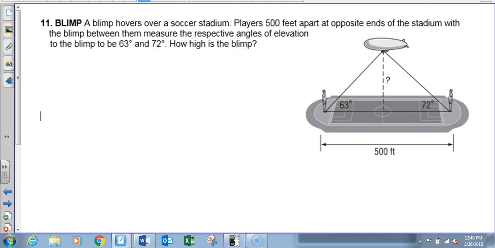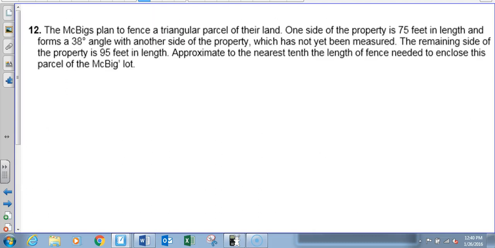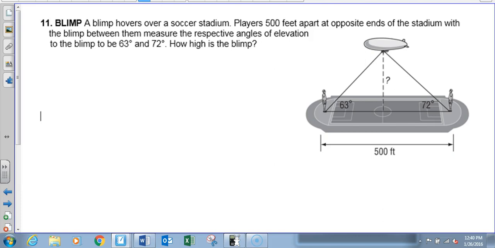There are some more applications on here. We don't need to do all of them. Let's just do this one because this concept, this number 11, guys, this concept is used over and over. Students want to drop this height down and say it bisects the 500. In order for it to bisect that 500, 250 and 250, those two angles would have to be congruent, and they're not. It's not an isosceles triangle, so the altitude is not going to bisect those.